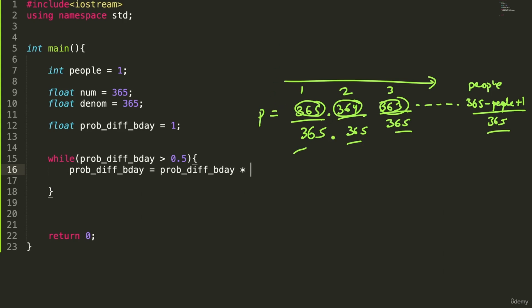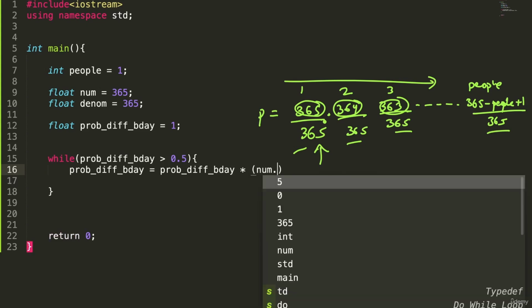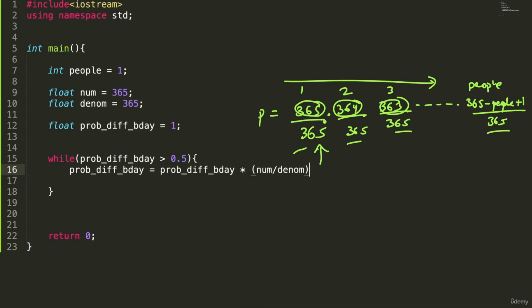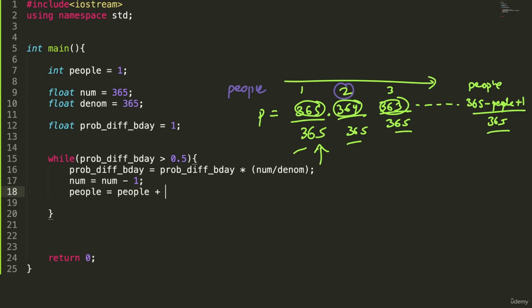The current value, if you do it from person 1, is 365 as numerator, divided by the denominator, with no change in that. But for the next person, the numerator is going to be reduced by a value of 1 and the denominator will not change, and the number of persons in the hall will change. This number of people is now going to be 2, so people is going to be people plus 1.